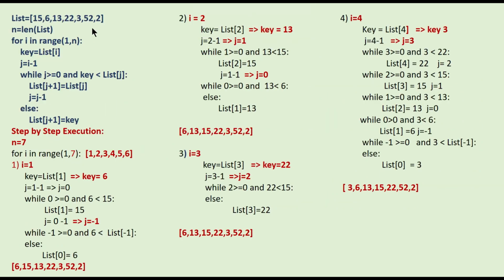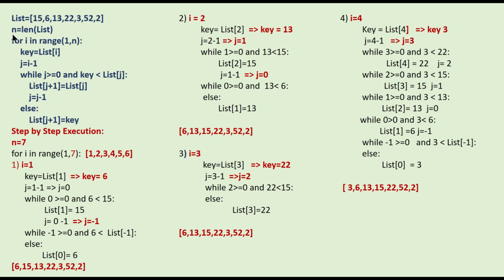Now let us execute the program step by step. This is the program. List is initialized, n is equal to length of list, for i in range of 1 comma n, key is equal to list of i. This is the Python program for insertion sort. Let us start the step by step execution.